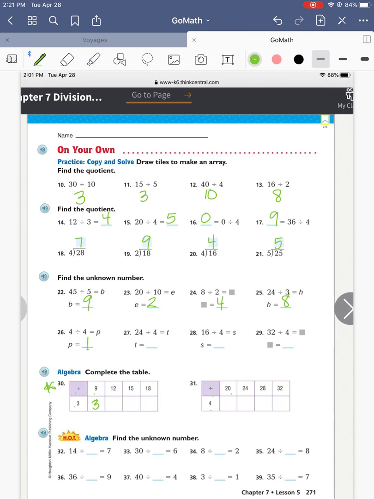4 divided by 4 is 1. 24 divided by 4 is 6. 16 divided by 4 is 4. 32 divided by 4 is 8.